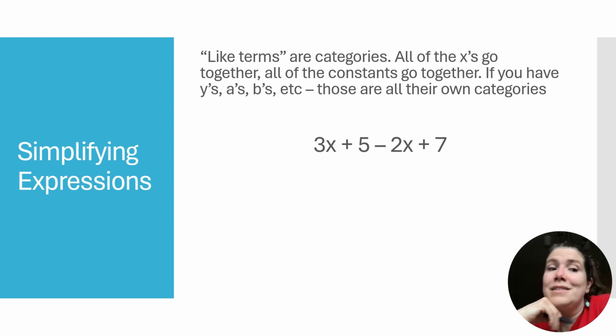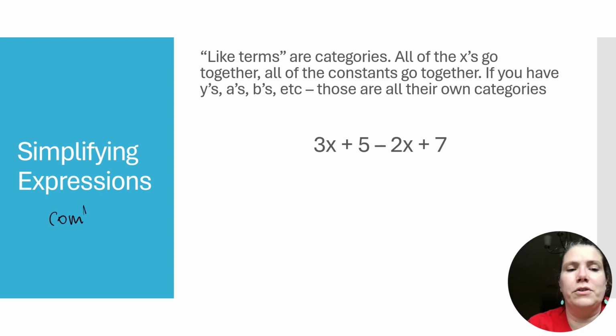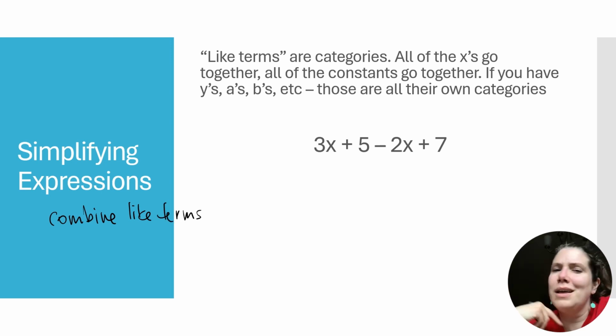We also will be asked to simplify an expression. You'll get these big complicated ones and you want to simplify it down as much as you can. And when we're doing that, we are going to combine like terms. That's often my first step in simplifying expressions. The phrase like terms just means they're like a category or a unit. You want to think about what goes together.